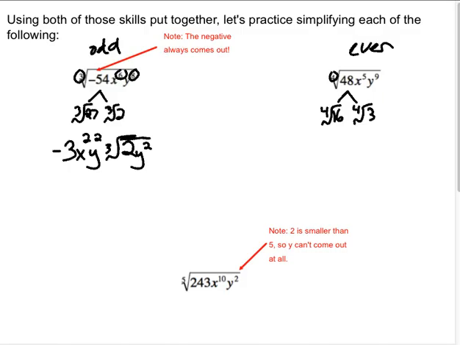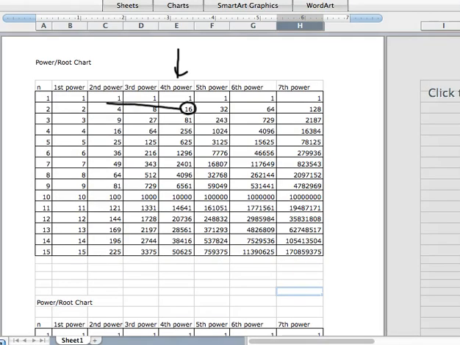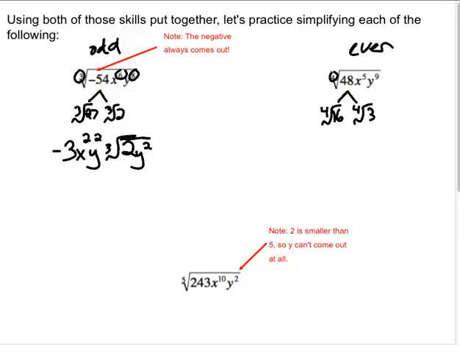Fourth root of 16, in case you've forgotten, is going to be the number 2. So this becomes 2, and then I have the 3 still left inside. I'm going to leave myself some space to work because now I have to start looking at the variables.